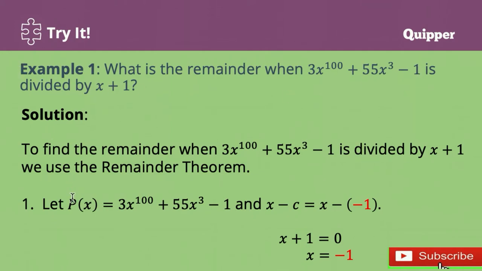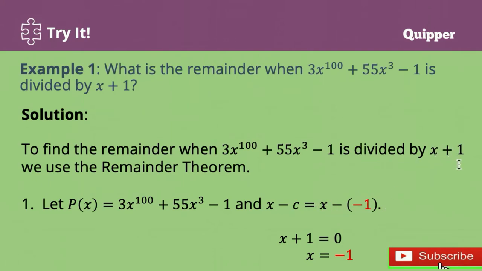First, let p of x be equal to 3x to the power of 100 plus 55x cubed minus 1, and the divisor x minus c is equal to x minus negative 1. That negative 1 is the value of c. When you simplify negative 1 times negative, and that's positive 1, that is equal to the given divisor x plus 1.